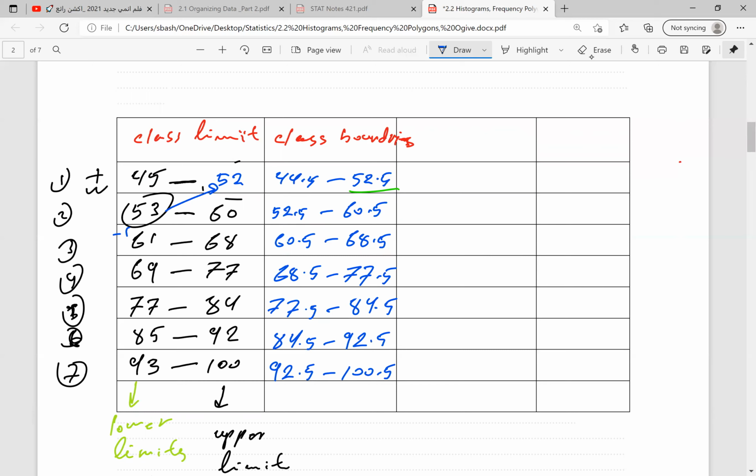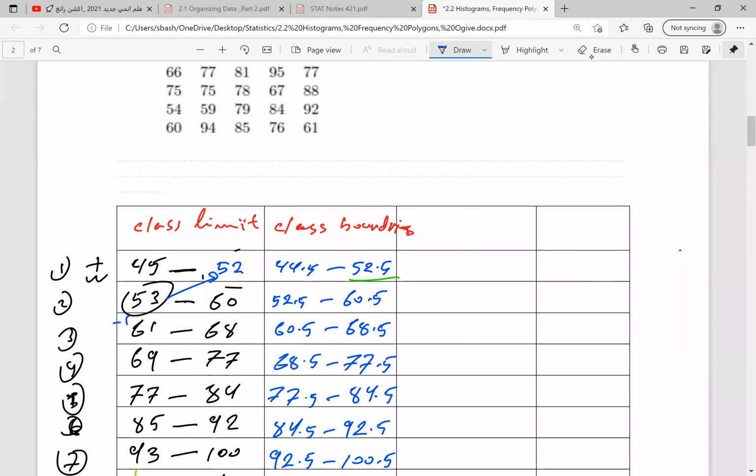Why do we need continuous classes? Because we are going to use this in the next lecture to graph or to represent the data using some graphs. One of them is the histogram, which is continuous bars. And that's why we need continuous classes. And we are going to use the boundaries, not the limits, for the graphs. Now we are done with the class limits and boundaries.